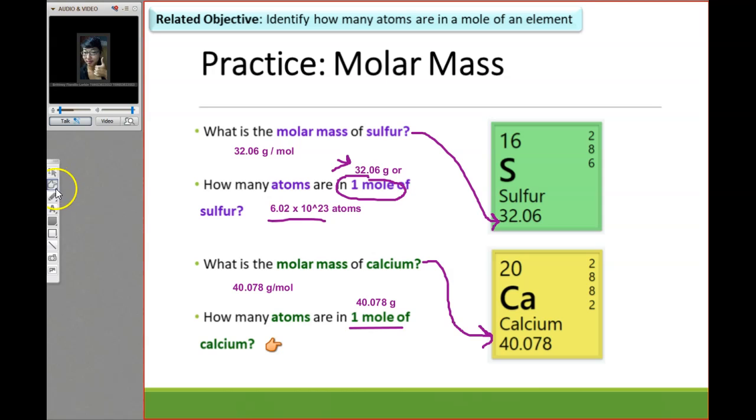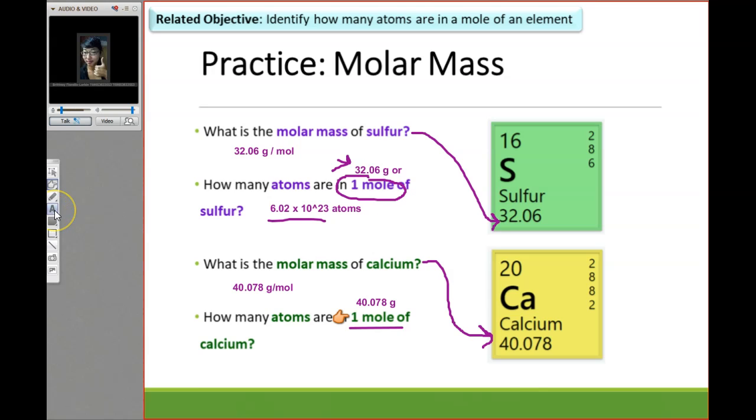I see Christine in the chat box. I see Annette typing. Again, we already did this one up here. We should be able to do the same thing down here. In 1 mole, 1 mole always means what? Again, it doesn't matter how much it weighs. It could weigh 32 grams. It could weigh 40 grams. It could weigh a bajillion grams. If you have 1 mole of something, it always means what?